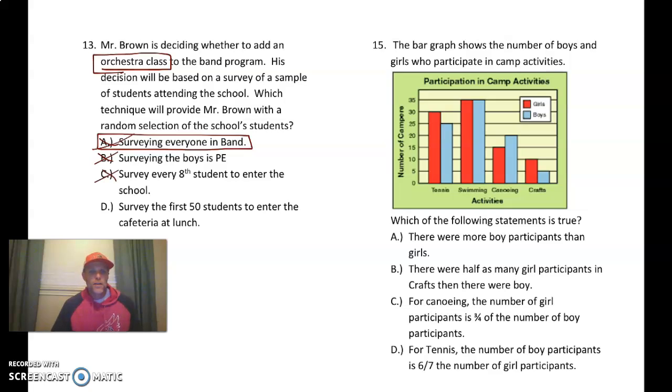Look at D. Survey the first 50 students to enter the cafeteria at lunch. That's random. Maybe at this school they're all mixed in for lunch, like I used to be when I went to school, back when we didn't have electricity. You could have a 6th grader, a boy, a girl, an 8th grader, a 7th grader. You could have somebody interested in band or somebody that hates band, right? That is completely random. It has to be 100% random, plucking something out of a bag without looking. That's what would happen if you just surveyed the first 50 students to enter the cafeteria at lunch.